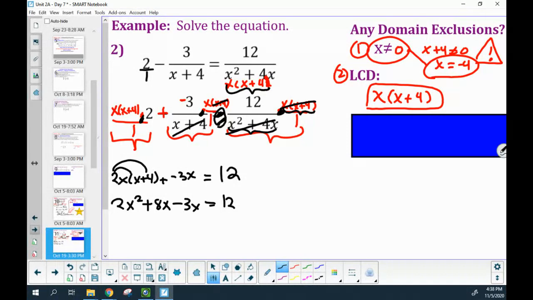So the key step is that multiplication, multiplication, multiplication, reduce, reduce, reduce where needed. Your goal, remember, for these is to rid yourself of the denominator as quickly as you possibly can. So we've got 2x squared plus 5x, move the 12 over, minus 12 equals 0. We're going to have to factor that.